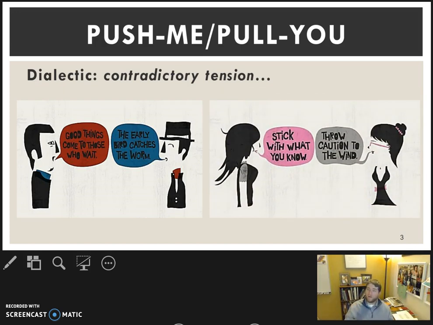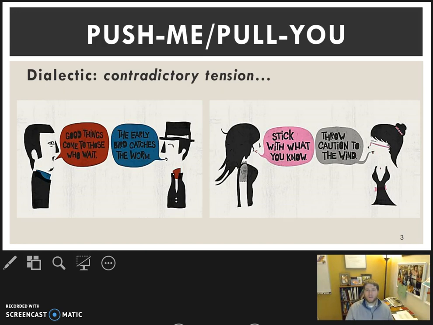Throw caution to the wind. These are both good things to apply to your life. Does it mean that you have to toss one out because they're contradictory? No. It means that life is contradictory. It means that these contradictory tensions exist in the way that we live our lives all the time.